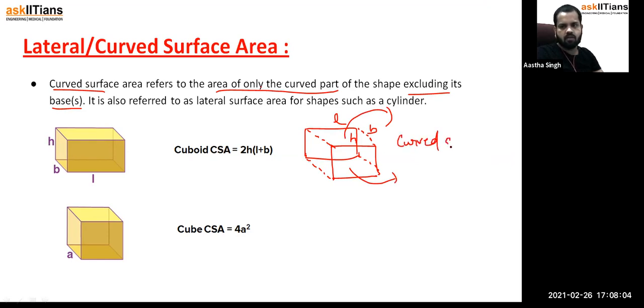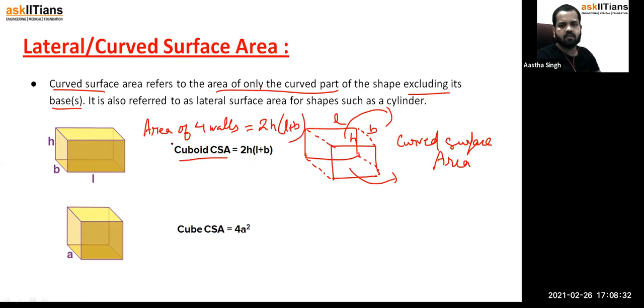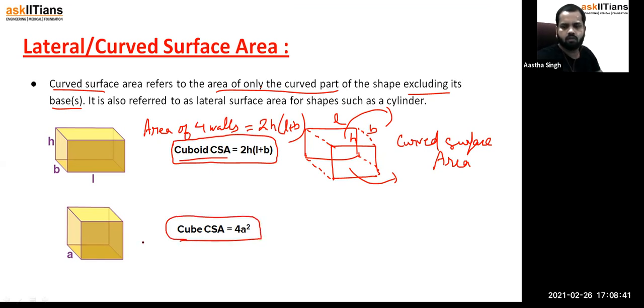Curved surface area. Here in that case, your cuboid curved surface area, if you have excluded the top one, the ceiling, and the base one, the floor, then you will get only the area of four walls. Area of four walls is equal to 2H(L plus B). So CSA is 2H(L plus B). And the curved surface area of your cube is 4A square.